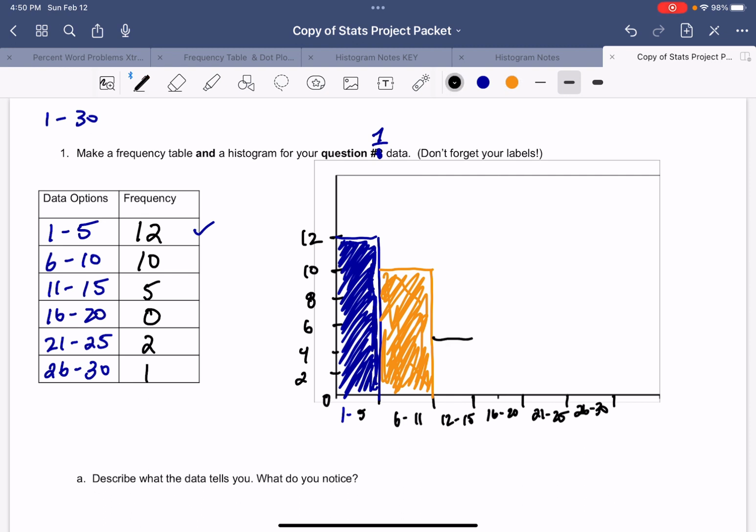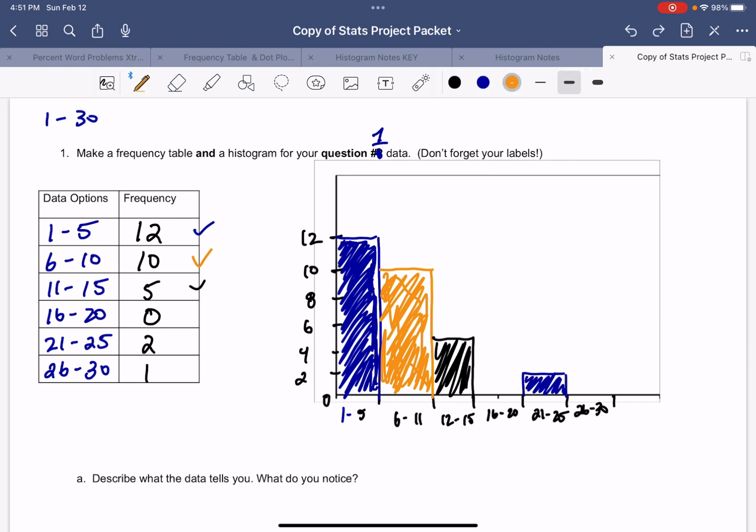So my next one here should, let's do 5. We're gonna go like this. It should come over here. Okay, so here's my 5. This was my 10. I have 0 for 16 to 20, so I am not gonna put anything in this spot right here. Let's see, I have 2 for my other one here. So you're gonna draw a line up, 2 like this. All right. And my last one only has 1.